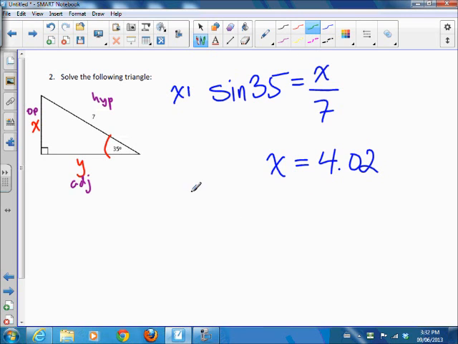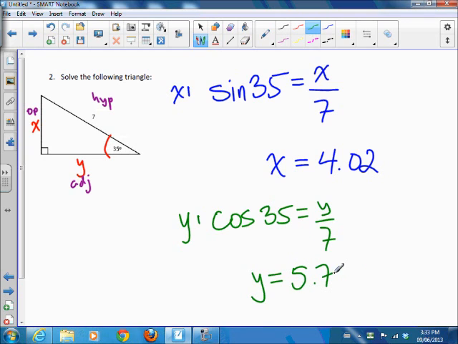Now let's solve for y. So y says adjacent and hypotenuse, so that's going to be cosine. So cos 35 is y over 7. That means y is equal to 7 times cosine 35. Do that on our calculator and we get 5.73. So those are the answers for that.